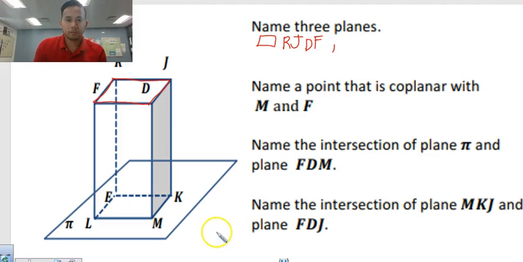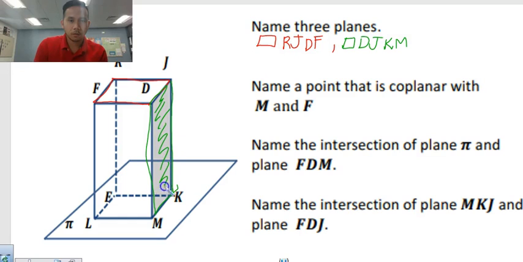I would be using green on this. So I would say plane DJ. Sorry, I have to use green color. So plane DJKM. Where is that? It's this plane here.